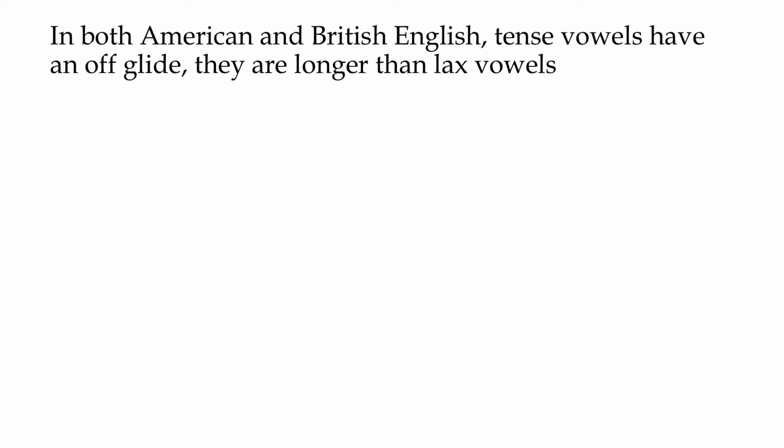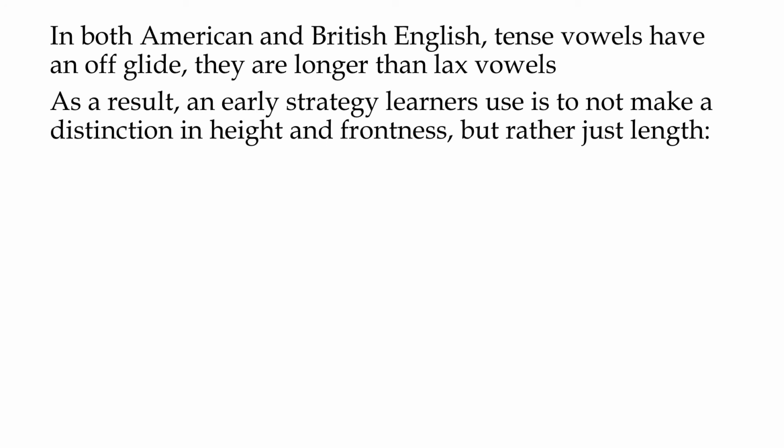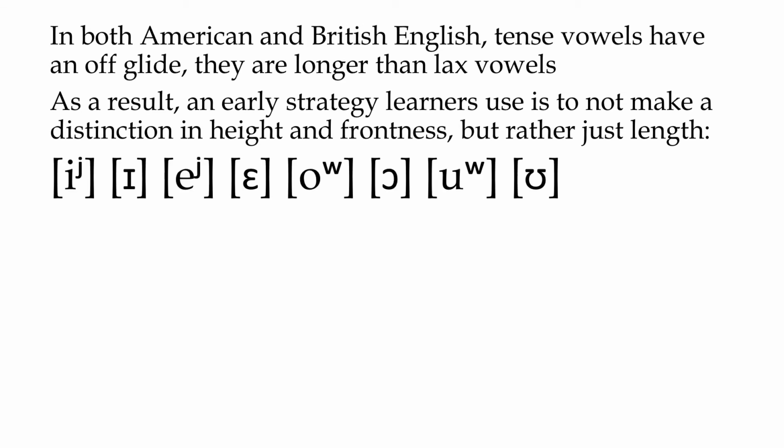So in both American and British English, tense vowels tend to have a kind of off glide. They actually are longer than what lax vowels are. So remember the tense vowels of American English we talked about, E, A, U, and O. And so because E, A, U, and O tend to end up with E and A have that Y sound at the end, and U and O have that W sound at the end, a lot of times English learners aren't used to putting that off glide, E, A, U, O. So instead of putting that off glide, they just make a long vowel. They use that vowel length strategy that we saw in Estonian.